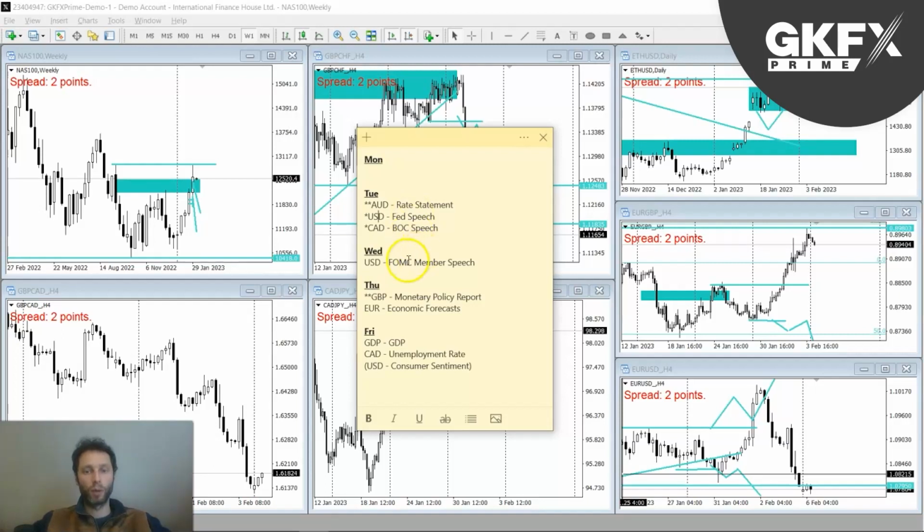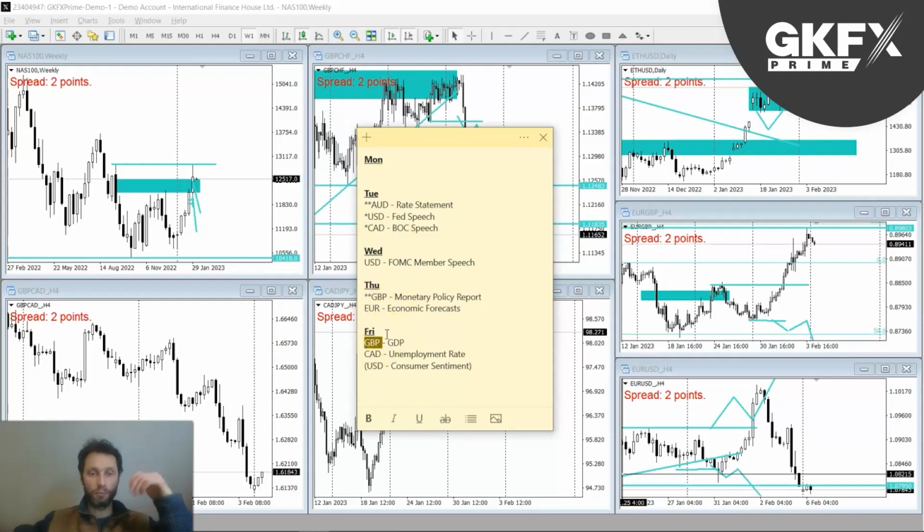Now, Wednesday, we have an FOMC member speech on the dollar there. Thursday, on the pound monetary policy report, that could be a big one, and from Euro, the economic forecast. Friday, GDP numbers on the pound there, and then we've got from Canada unemployment rate, and then a smaller bit of news on the dollar consumer sentiment. Big ones to watch out for are these on Tuesday. We've also got another pound news on Thursday and another pound on Friday.